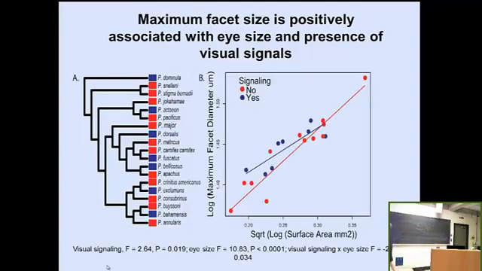And then we used a generalized least squares model to look at the relationship between the facial patterns and maximum facet diameter. And what you can see, not surprisingly, is that there's a strong relationship between body size and facet diameter. So bigger wasps have bigger facets. That's not surprising. But interestingly, there's also an effect of visual signaling on eye evolution. So especially in the smaller species, those with visual signaling have larger ommatidia than species without visual signaling.